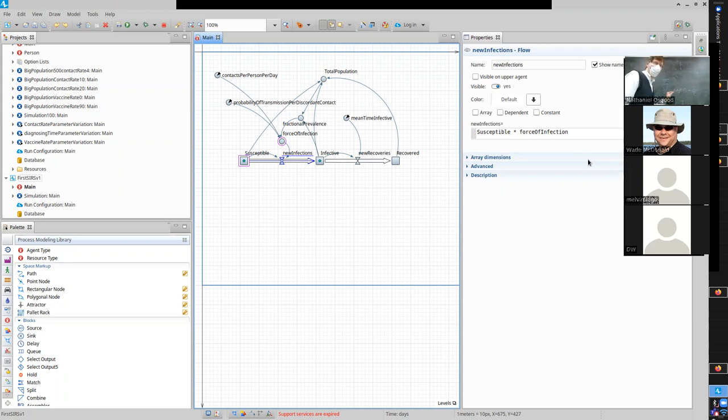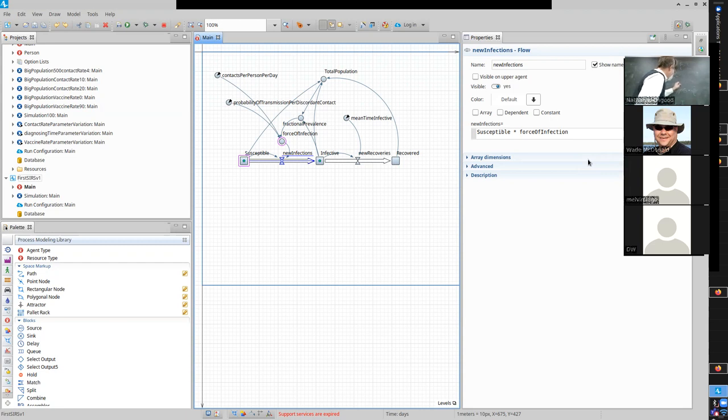C is the number of contacts per day they have with anyone. C times S over S plus I plus R is the number of contacts the susceptible has with infected people. And then you multiply it times beta, the probability. So if you have all three of these, it's the probability per day, or probability per unit time, of infection.